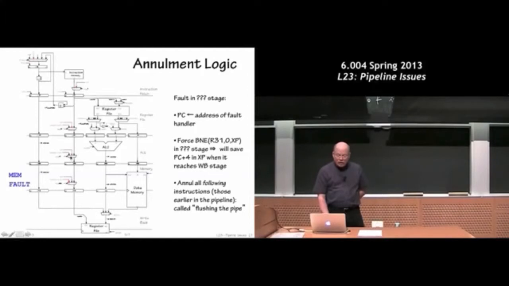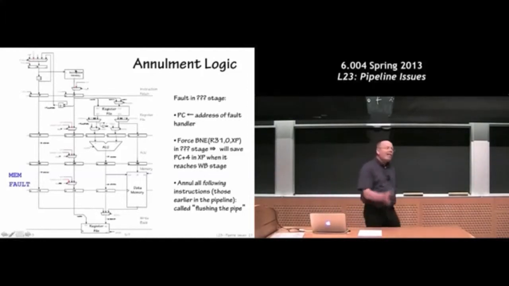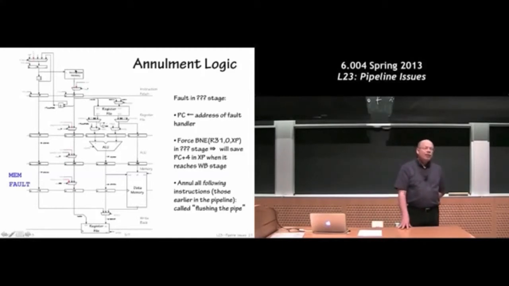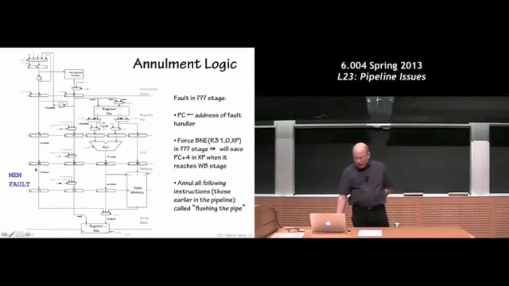And what do we do with all the instructions that are behind us in the pipeline, that came after us in the program? What should we do with them? So we're down here, we're saying, oh gosh, this load, we can't finish that, we have to take a page fault. What should we do with the instructions that follow the load? They're in the pipeline. Well, should we execute them? How many people think executing is a good plan?